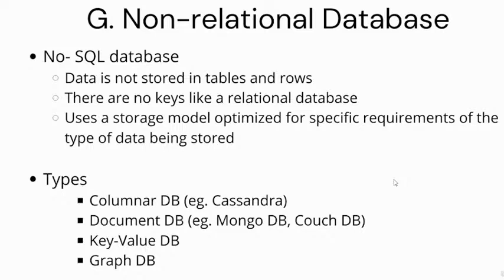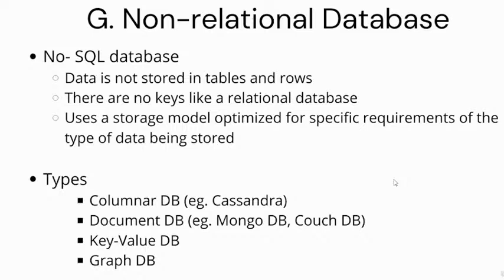You have columnar database. In this case, the data is stored in different columns. A good example of a columnar database is Cassandra. The next one is document database. In this case, the data is actually stored in documents. Some of the examples of document databases are MongoDB and CouchDB. Next one is key-value database. This is one of the simplest types of non-relational databases. In this case, data is stored in the form of key-value pairs. Last but not the least, graph database. This database is typically used by social media networks because it's really efficient in storing connections between different elements of databases.